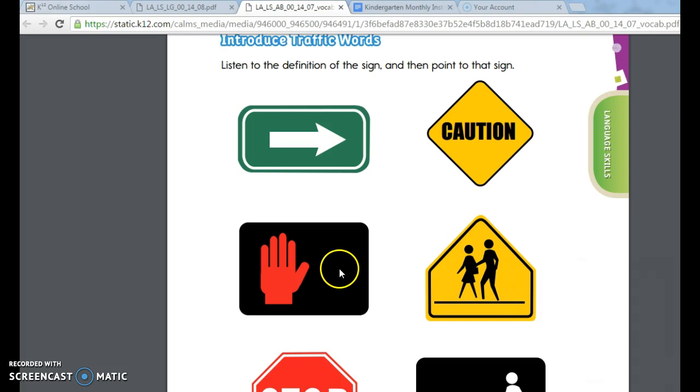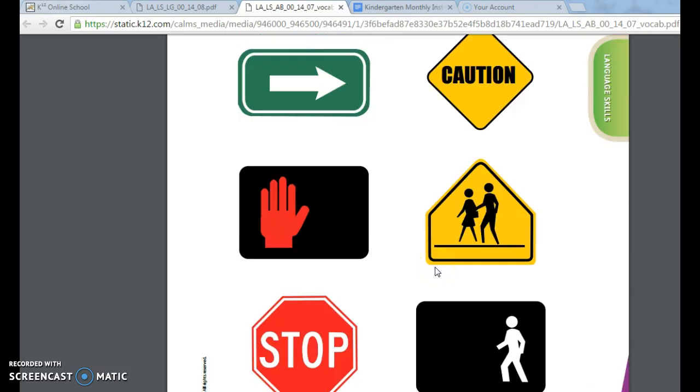Here we have a red hand, and this is a don't walk sign. You will see this sign a lot at a really busy intersection, and this sign means that it is not safe to cross at that intersection. Here we have a school zone sign, and this tells the driver to slow down, that they are in a school zone and there are children in the area.